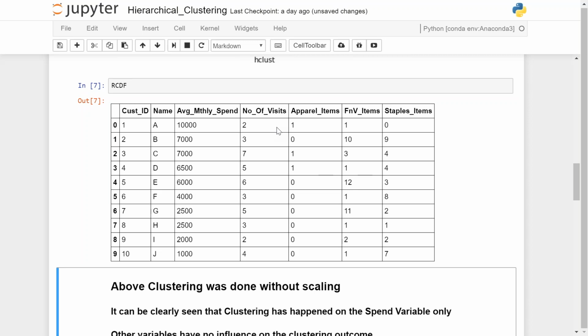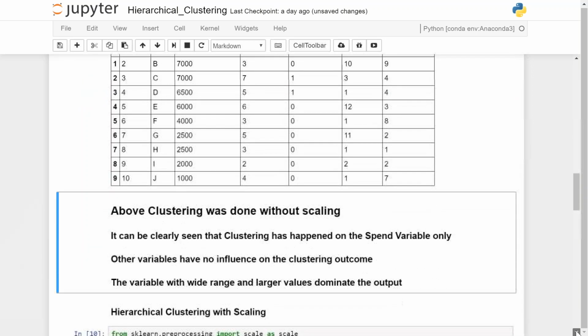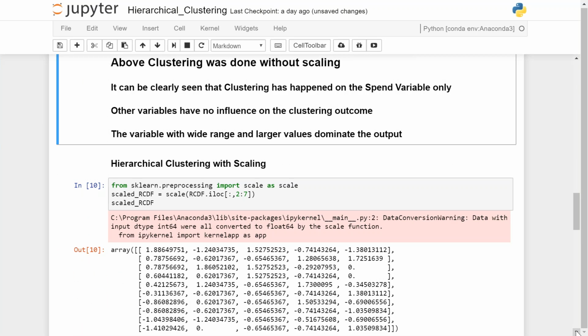That's what I had mentioned in an earlier session, that when we do clustering, we should do normalization or standardization of variables. So the above clustering was done without scaling. It can be clearly seen that clustering has happened only on the spend variable. Other variables have got no influence on the clustering outcome. The variables with wider range and larger values are dominating the output.